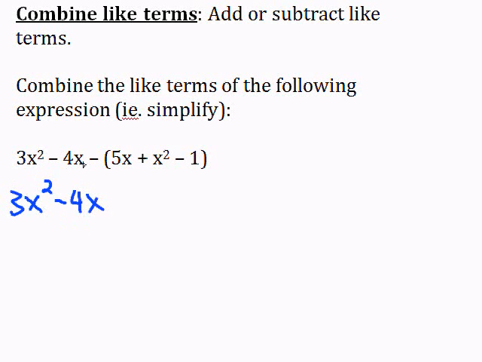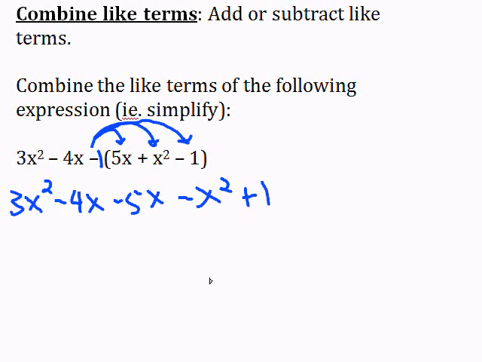So I'm going to go ahead and rewrite the first part of the expression. Then I'm going to distribute the negative 1. So 3x squared minus 4x minus 5x minus x squared plus 1, because a negative 1 times a negative 1 is a positive 1. Now that I've gotten rid of the parentheses by using the distributive property, I can combine my like terms. 3x squared and negative x squared. Notice I have 3x squareds and a negative 1x squared.